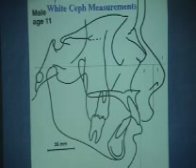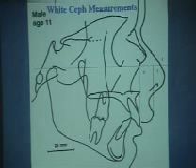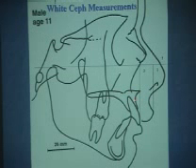The third measurement: I go ahead and figure out my A line. And remember that is 1/3 of the distance from here to here.